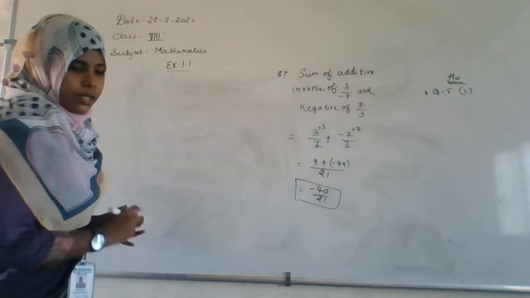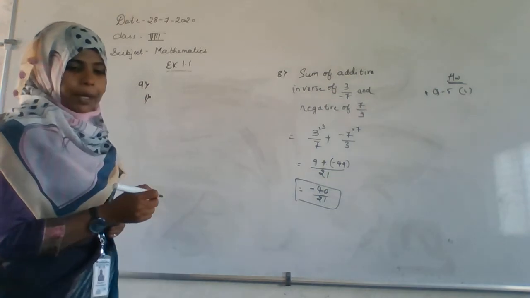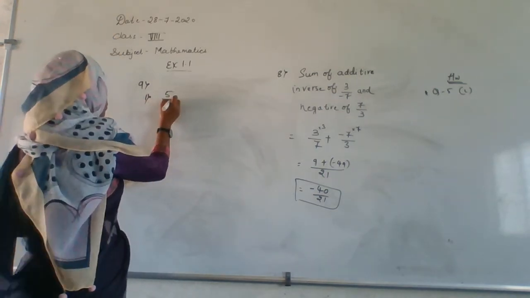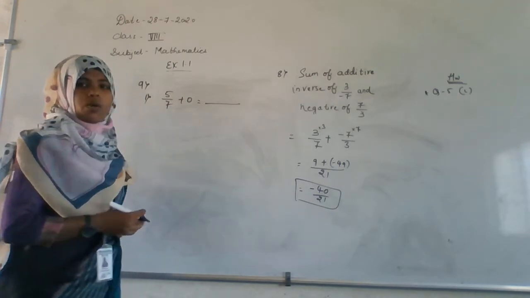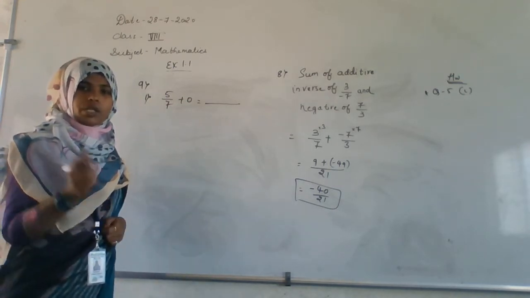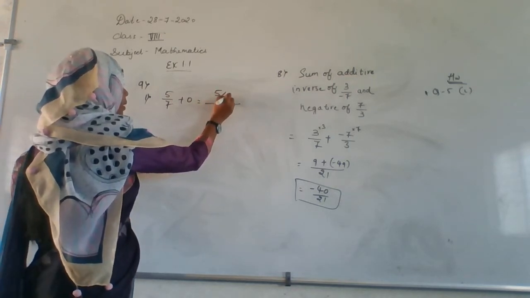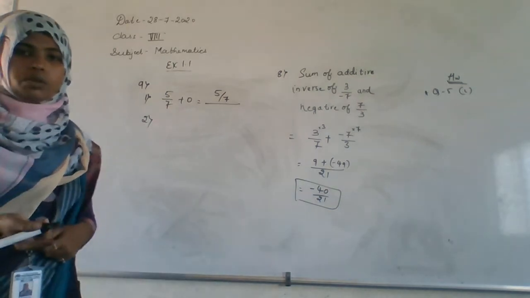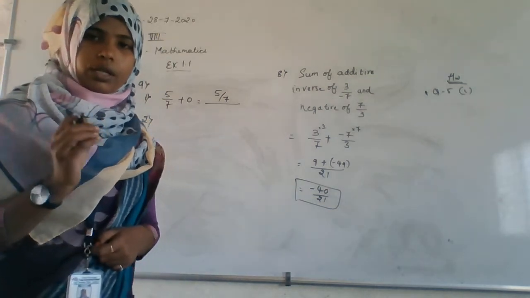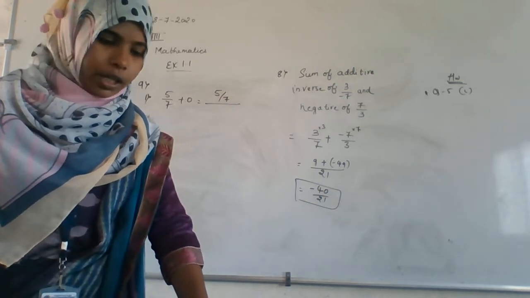Next question is the 9th one. First, they are saying 5 by 7 plus 0. The answer will be how much? Whatever you add to 0, you get the same number. Again we are getting 5 by 7. Whatever I add to 0, we get the same. That is the additive identity.